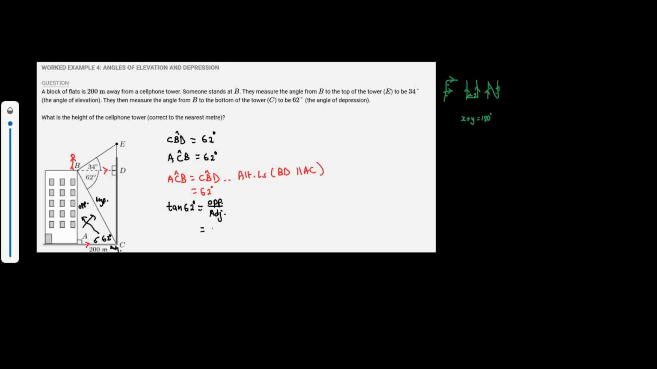which is equal to the opposite, which let's just call it AB for now, because that is the length AB, over 200. And what we're going to do now is make AB the subject of the formula. So how do we do that again? We multiply both sides of the equation by the denominator of 200. So AB is equal to 200 times tan of 62 degrees.